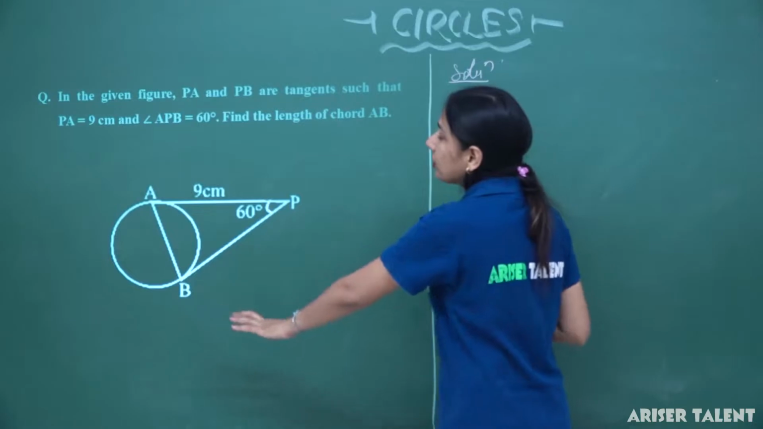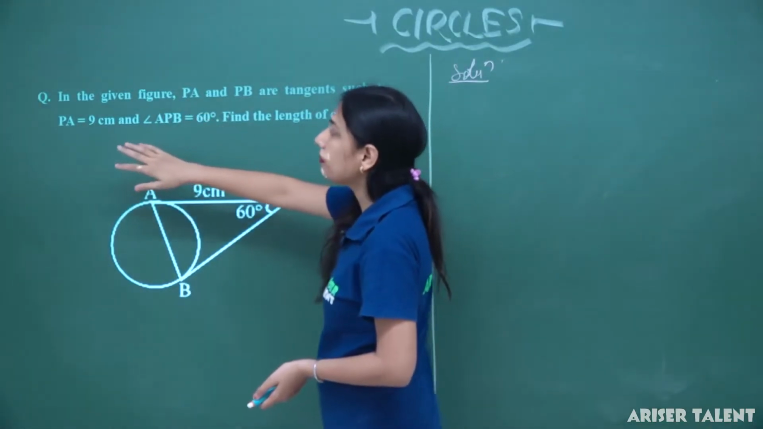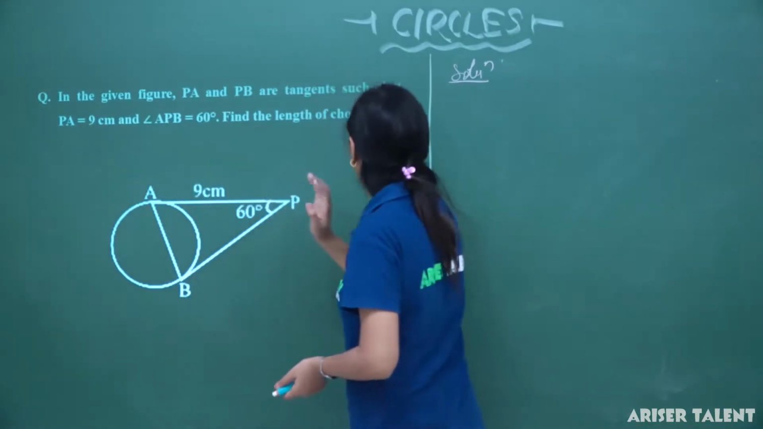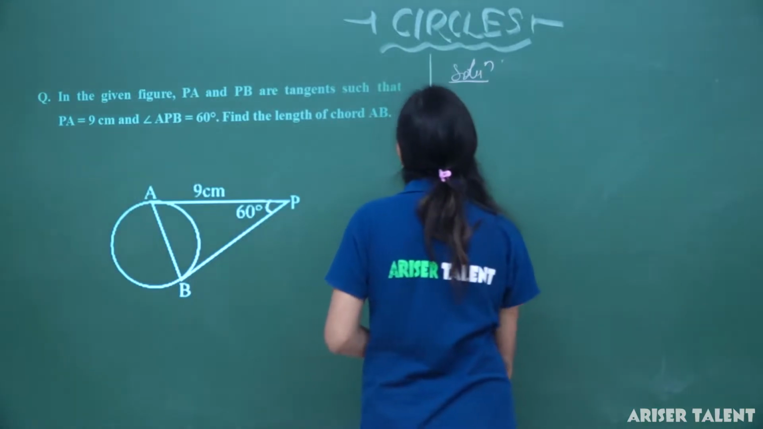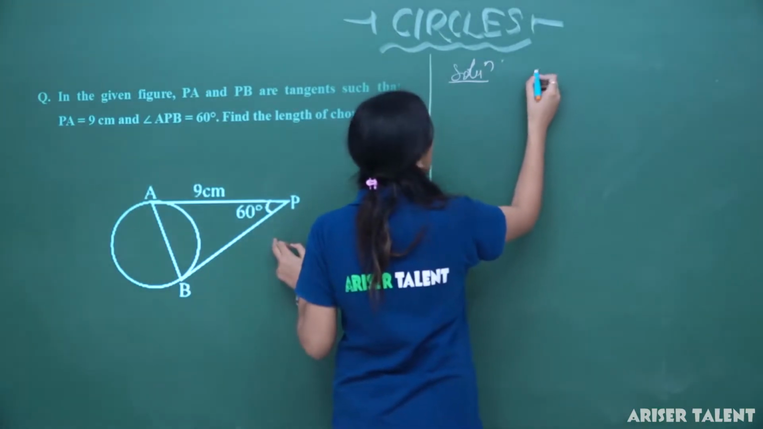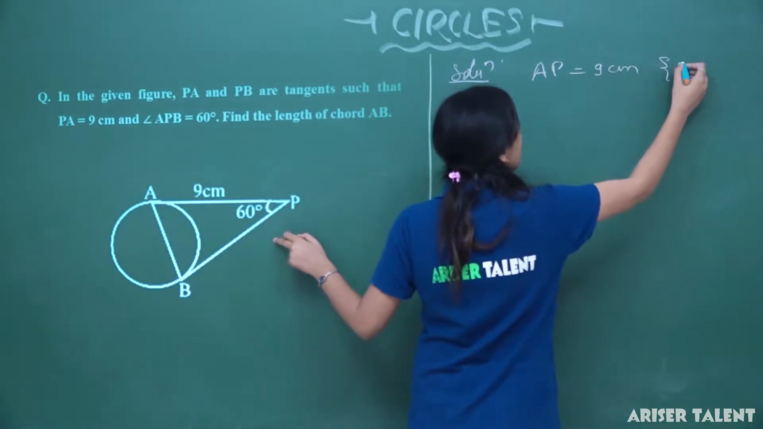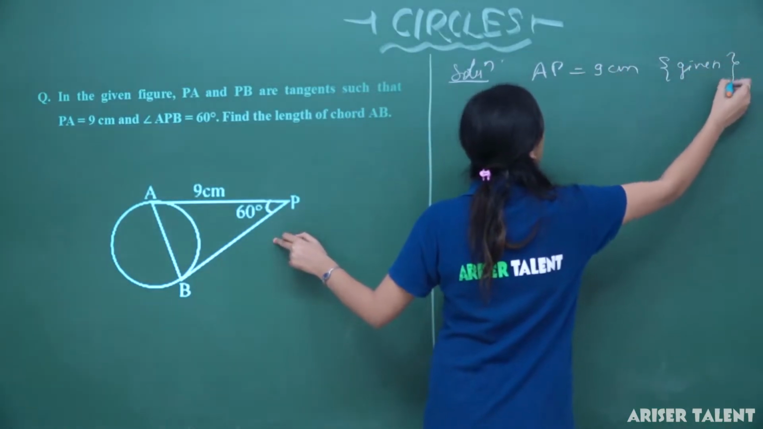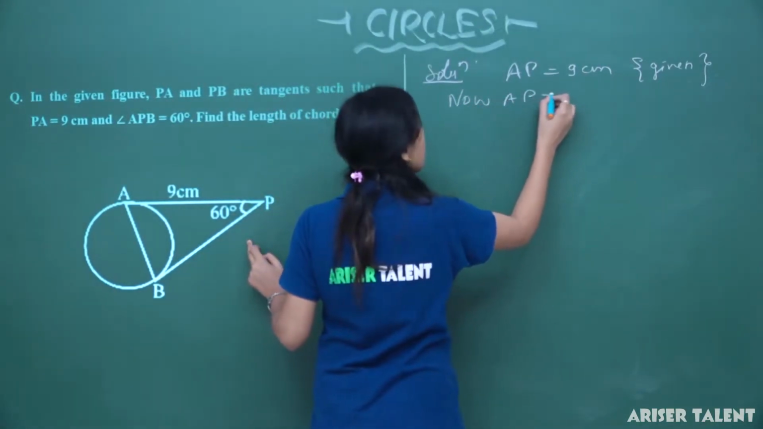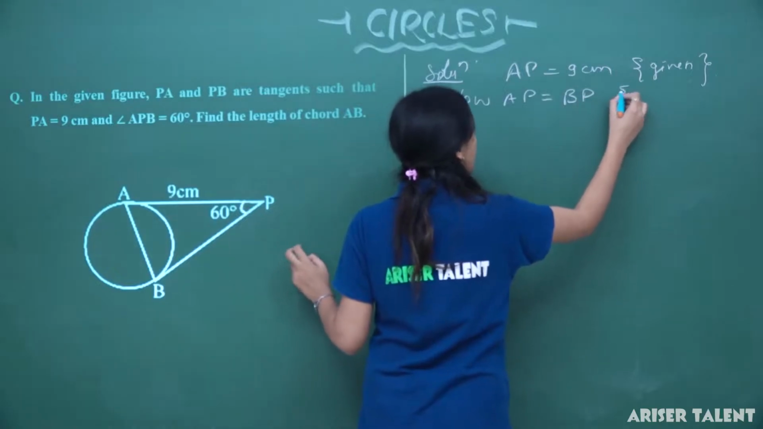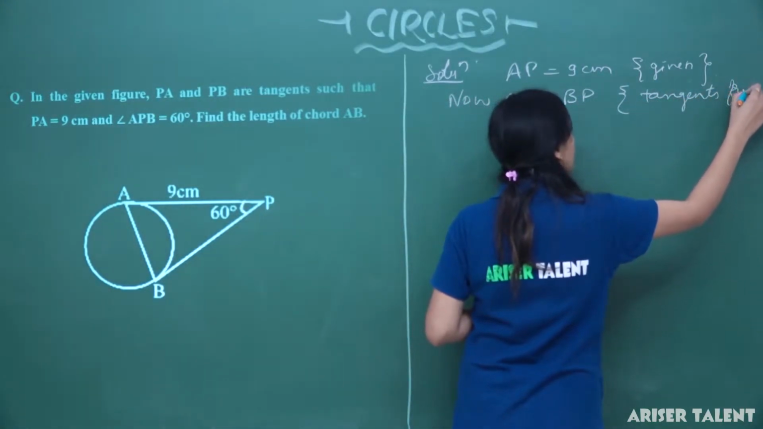Now we are not constructing anything here. You can write that given angle APB equals 60 degrees and AP equals 9 centimeter. Then the solution is: you have AP equals 9 centimeter, which is given. Now AP equals BP. Why? Tangents from the same point.